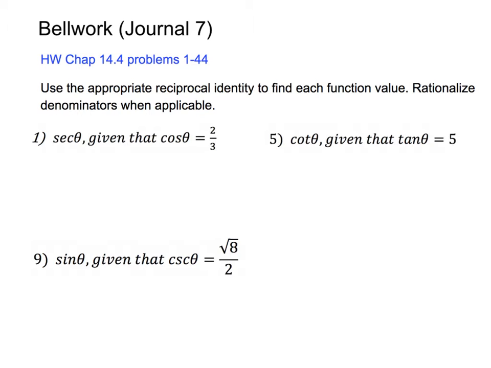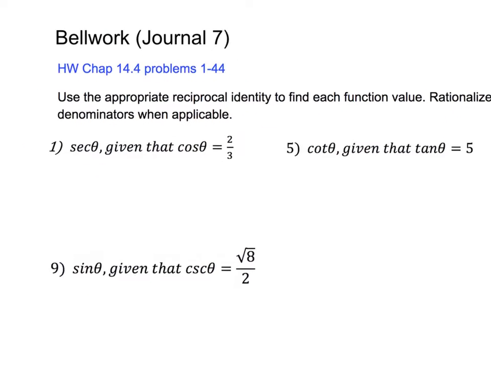Okay, so we are on Journal 7, and today we're going to be looking into naming trig functions on a quadrant. So you're going to see me do that in a little bit. But let's start out with some bell work here. And I picked out some bell work problems that are actually from your homework here.